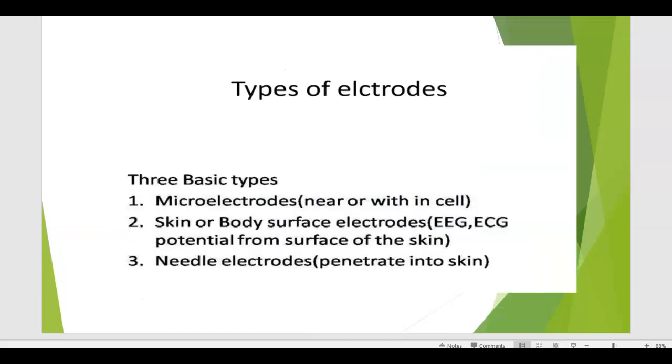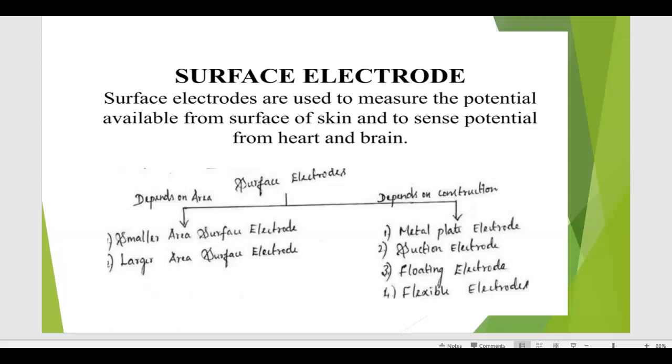Types of electrodes. There are three basic types of electrodes. The first one is the microelectrode, which will be available near or within the cell. Second, skin or body surface electrodes, for EEG and ECG, pick up potential from the surface of the skin. Third, needle electrodes, which as the name indicates, penetrate into the skin. Surface electrode. What is a surface electrode? Surface electrodes are used to measure the potential available from the surface of the skin, as the name indicates, and to sense the potential from the heart and the brain.